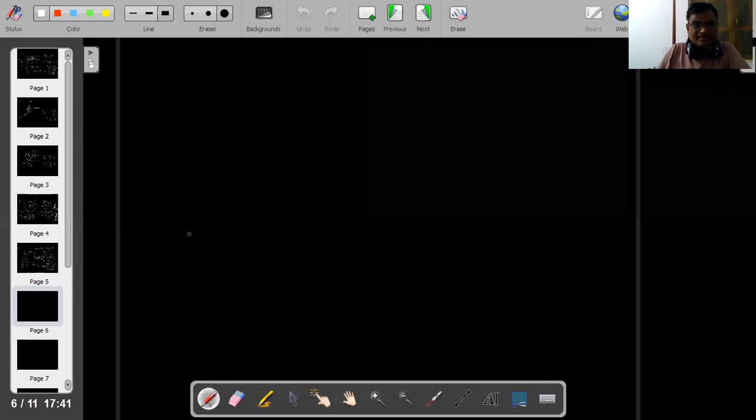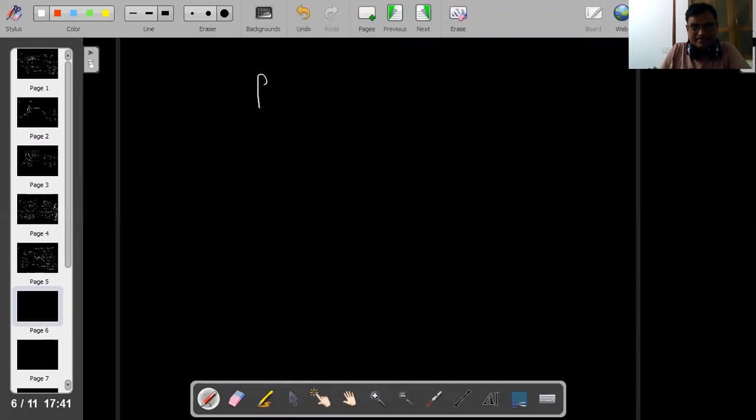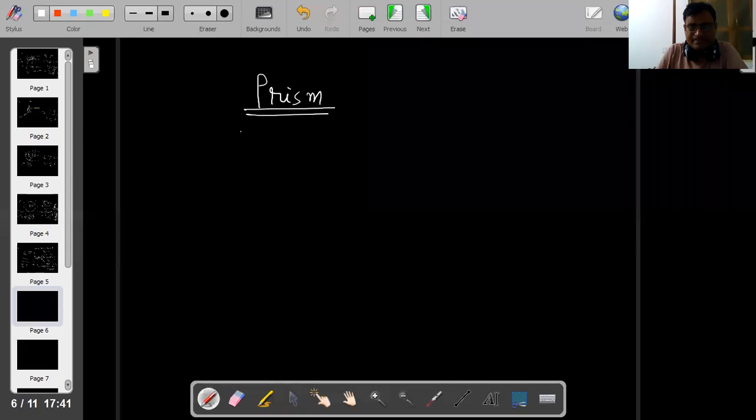Prism, let us explain it all with a diagram. What is a prism? A prism is a wedge-like structure. Wedge-like means it has two triangles and three parallelograms. Right, write down: a prism is a wedge-like structure.